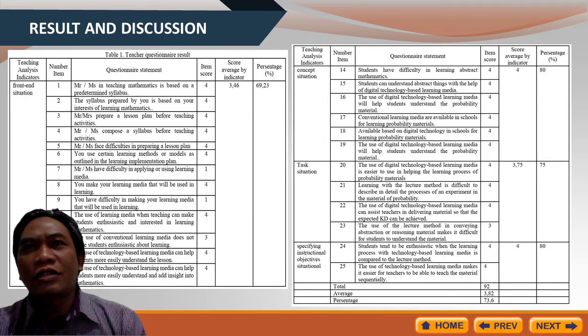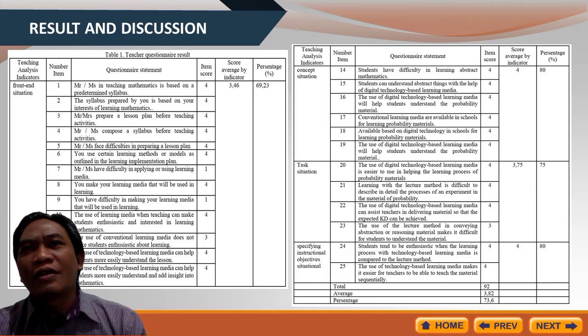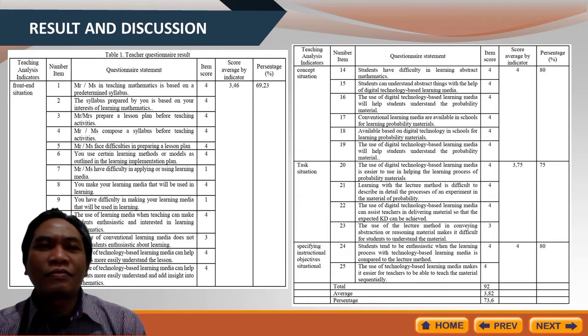Based on the calculation in the table above, we got that the representation of the teaching situation carried out by the teacher is 73.6%. The details are 99.23% for front-end situation, 60% for concept situation, 25% for task situation, and 60% for specifying instructional objective situation.